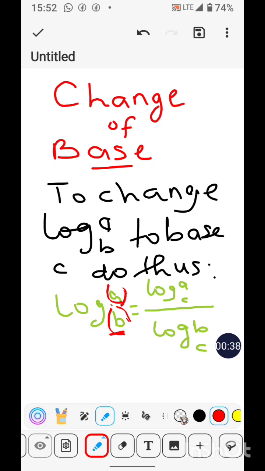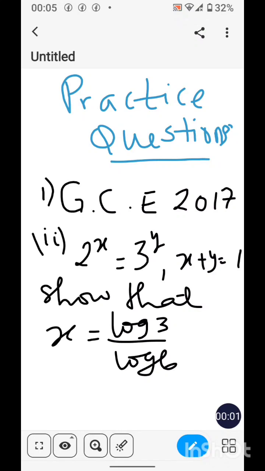So if you have log 10 base 3, I want to change it to base 2. It will be log 10 base 2 divided by log 3 base 2. That is what we call change of base. So when these tools are mastered, we are okay. Okay, we'll continue with practice questions.